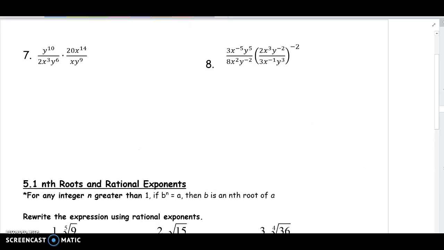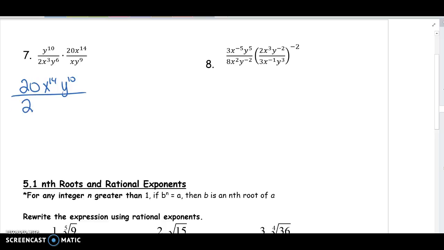When you have 2 or more fractions with a whole bunch of exponents, what I want you to remember is a numerator is a numerator, a denominator is a denominator. So it doesn't matter which numerator it's in, it's on the numerator. So we have 20 on the top, we have x to the 14th on the top, and we have y to the 10th on the top. On the bottom, we have 2. Line it up with the number from the top.